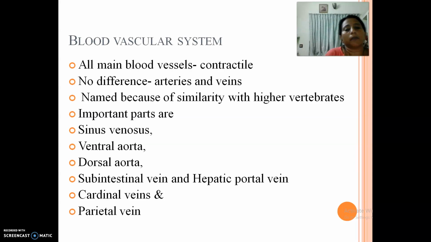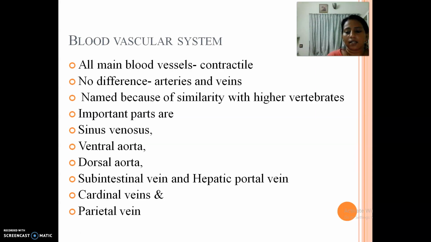Now coming to the main blood vessels, they are all contractile. The absence of a heart is replaced by the contractile nature of the blood vessels, which itself maintains the flow of blood. Here we cannot really differentiate arteries and veins, but we name them because of their similarity with the higher vertebrates. The important parts of the blood vascular system are the sinus venosus, ventral aorta, dorsal aorta, subintestinal vein and hepatic portal vein, cardinal veins and parietal veins. These are the main parts of the blood vascular system.